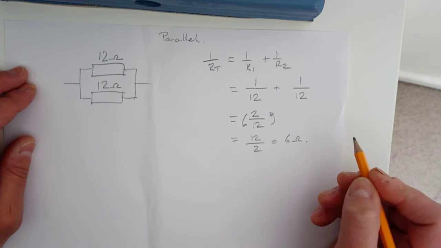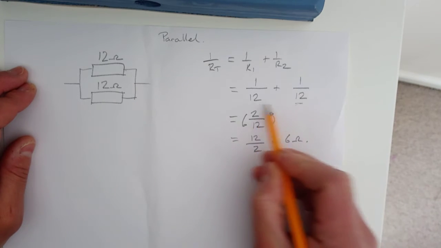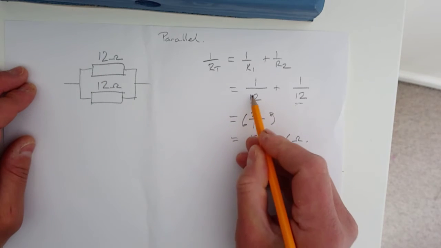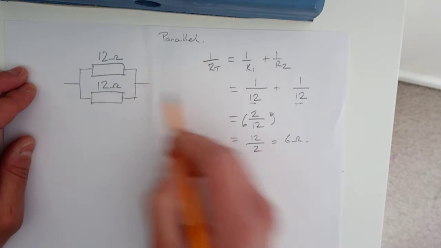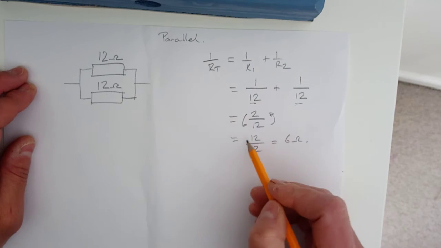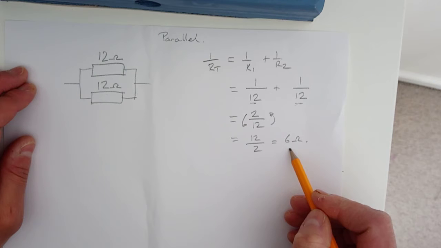So that's one way of working out a common denominator, finding out what the resistors both divide evenly into. I could have put these as 24 and they'd both divide into 24 twice, and then it would still be 4 over 24, which you'd find is 6.